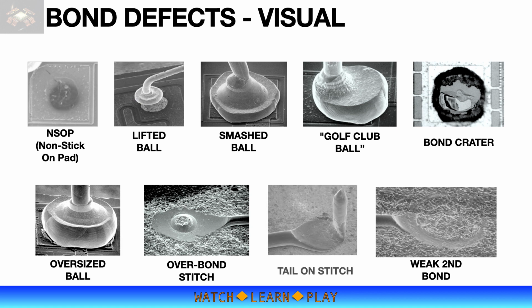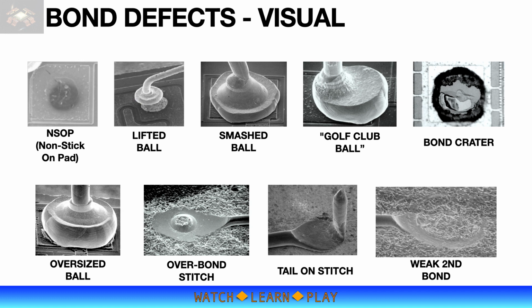Tail-on stitch is an indication that wire after second bond is not breaking properly. This can be due to second bond being too light as shown on the image, which can be due to improper second bond parameters. Also, different lead frame or substrate lead finish will result in different surface hardness and usually requires different second bond parameters.